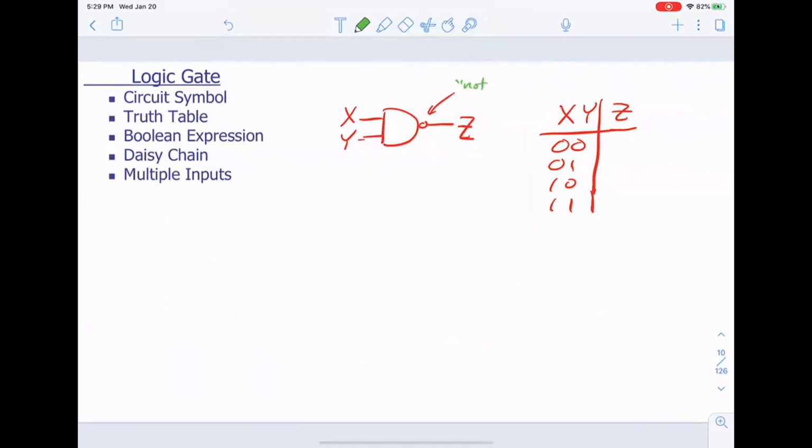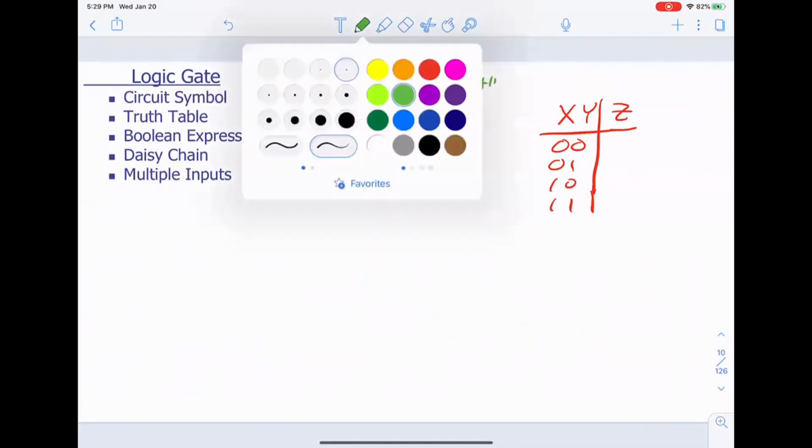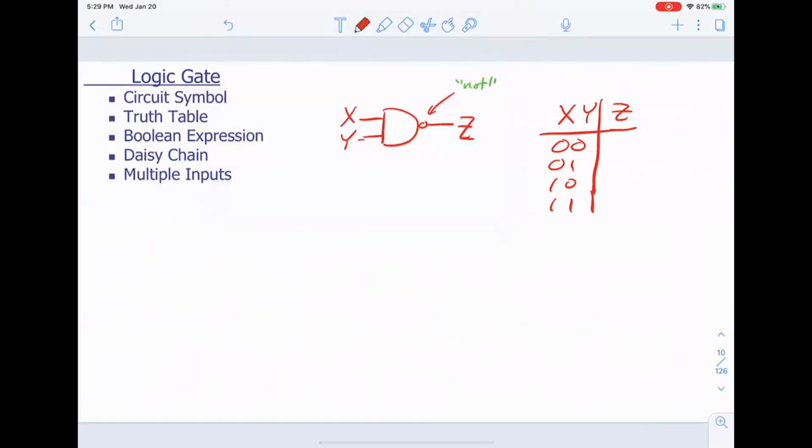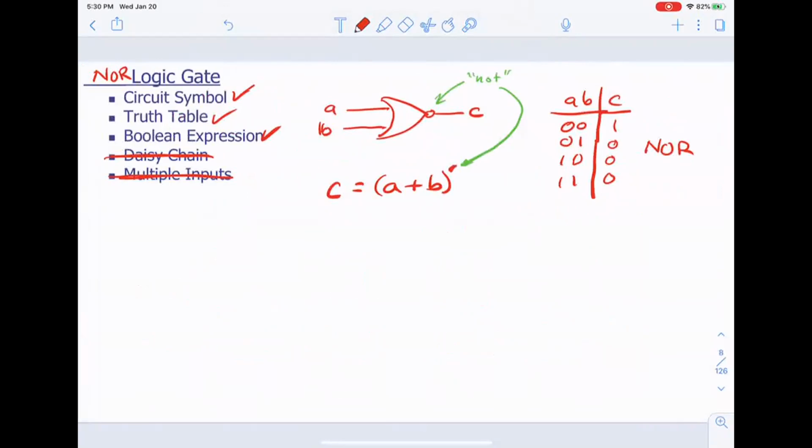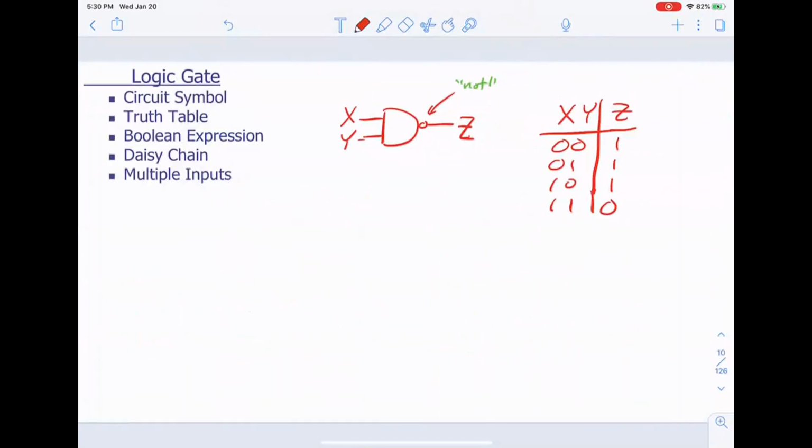Don't forget that that means not. Okay. And so we need to do the opposite of that, 1, 1, 1, 0. You might say, well, isn't that just the opposite of a NOR? Not really. See, a NOR looks like that, 1, 0, 0, 0. A NAND is 1, 1, 1, 0. So it is different. The Boolean expression for this is Z is equal to X and Y.